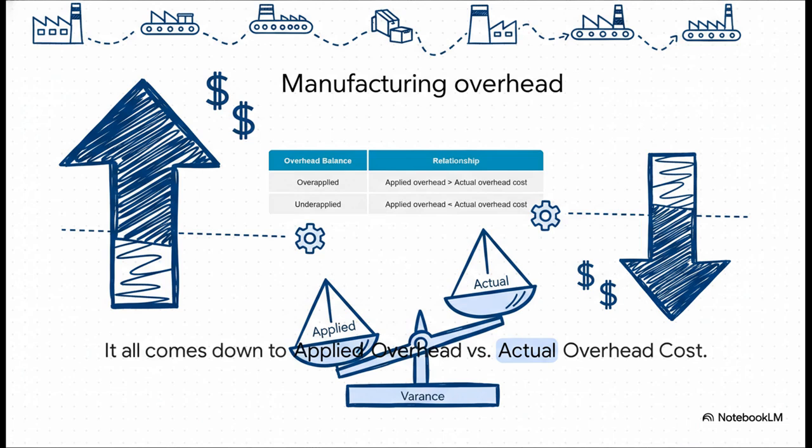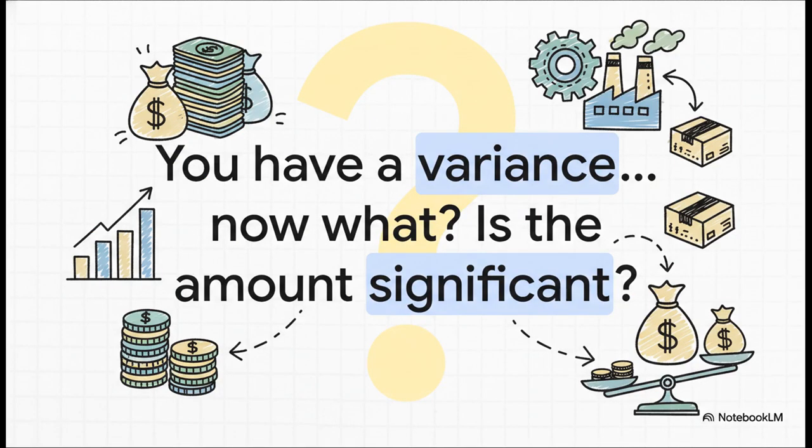If the applied amount is greater than the actual cost, it's overapplied. If it's less, it's underapplied. And that gap, that difference between our estimate and reality, has a name. It's called a variance. Okay, so you've found a variance. The big question is, now what? What do you actually do about it?